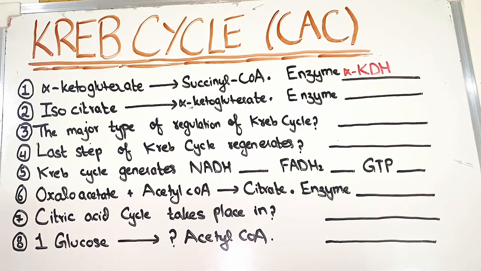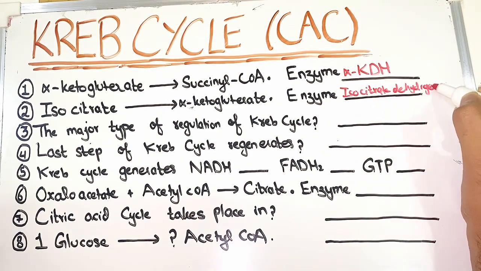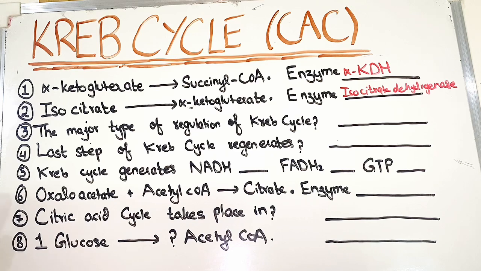You should learn enzymes. The second question is: isocitrate is converted into alpha ketoglutarate by the help of which enzyme? Citrate is converted to isocitrate, then to alpha ketoglutarate with the help of isocitrate dehydrogenase. It's also simple. I hope you got it.